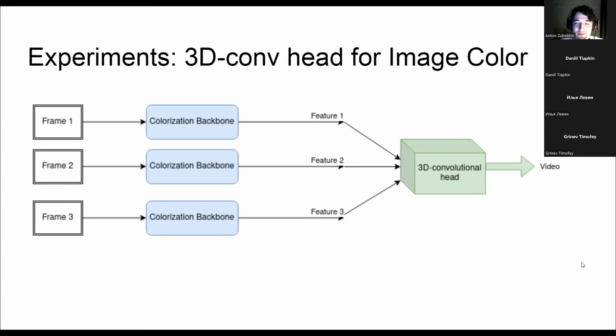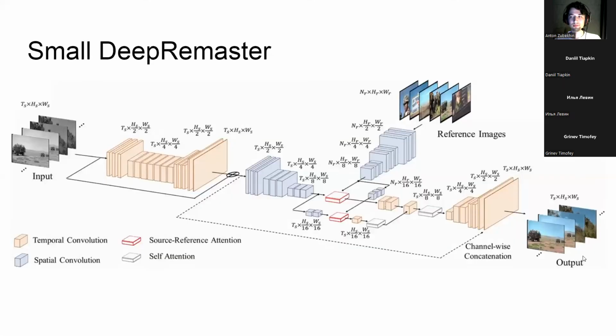The next experiment that we perform is to try to address the temporal consistency problem using just features from the colorization backbone and aggregating them using 3D convolutions. The third dimension of this convolution is not spatial, but time. So we process these frames at the same time, and in this fashion we use all the temporal information of all frames during the video. And this approach could be generalized a lot.